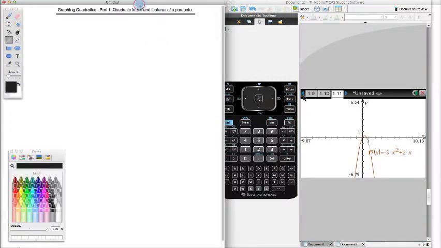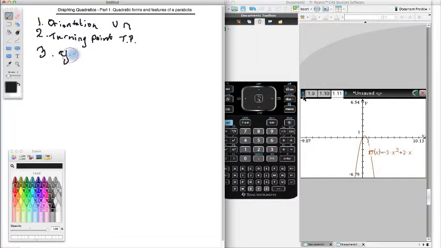Okay, so let's list these features. Okay, so the first feature is the orientation. In other words, is it going to be a smiley face or a sad face, to use the technical terms? Okay, the second feature that we've got is the turning point. And sometimes I'm just going to call that the TP, turning point. Okay, third feature we had was the y-intercept, and the fourth feature we have is the x-intercepts. Okay, orientation, turning point, y-intercepts, and x-intercepts.